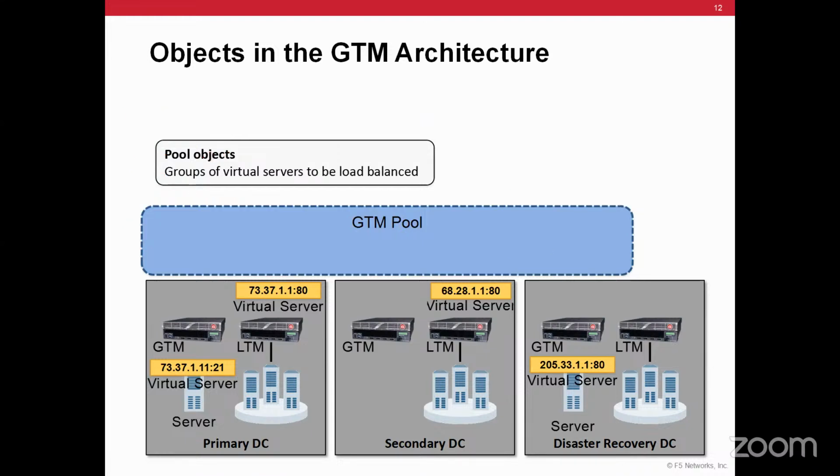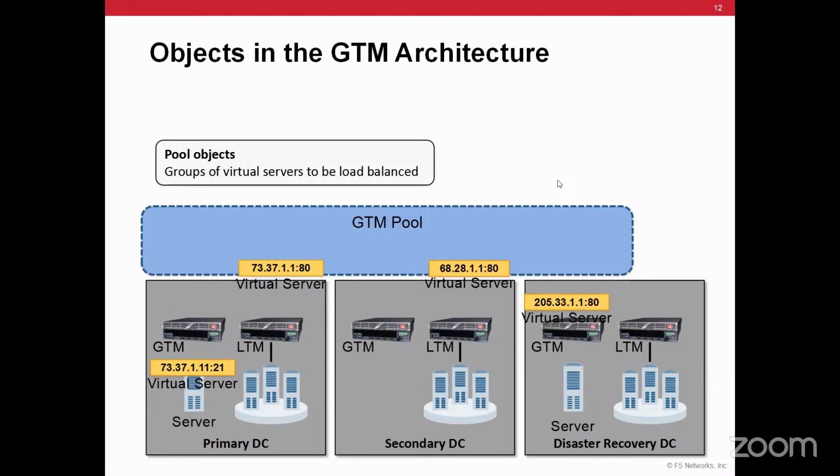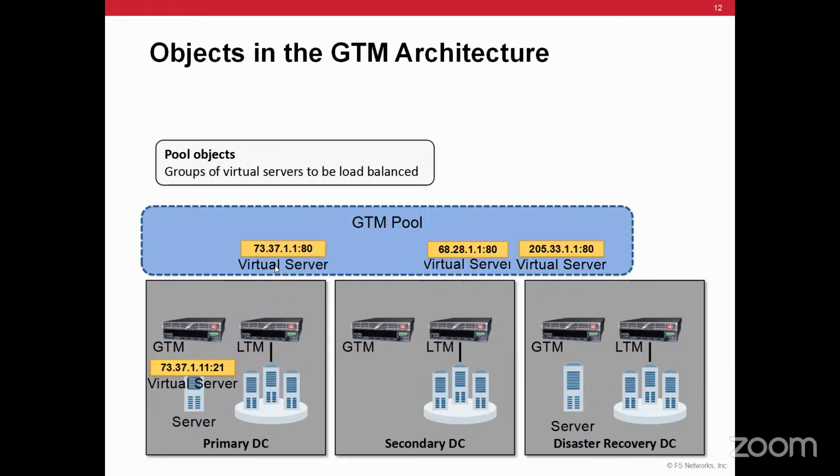Okay, so we create a pool. A pool is basically a set of virtual servers to which you want to send the requests. Let's suppose you have three data centers, a good example: primary, secondary, and disaster recovery. It means requests should be load balanced to primary and secondary, and only if both go down, requests go to the DR data center.